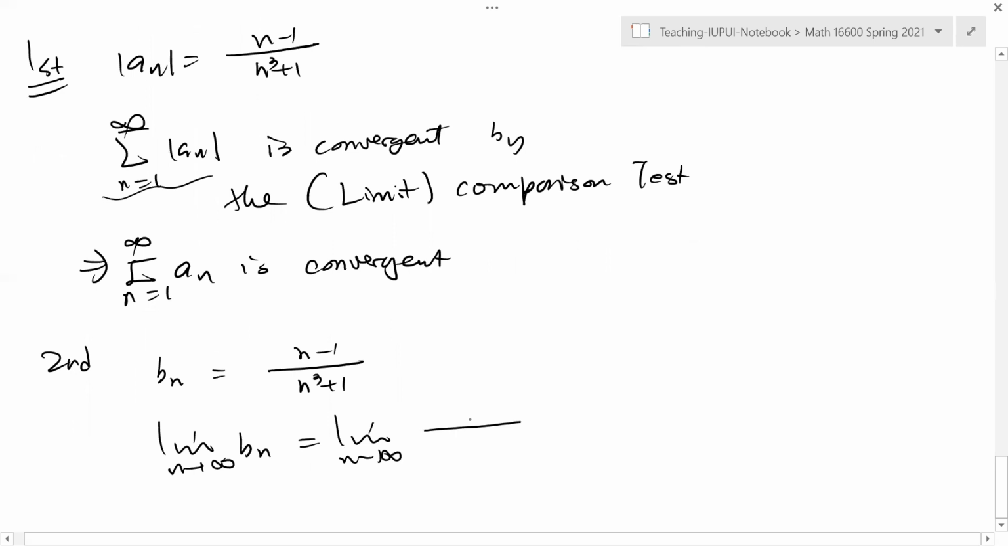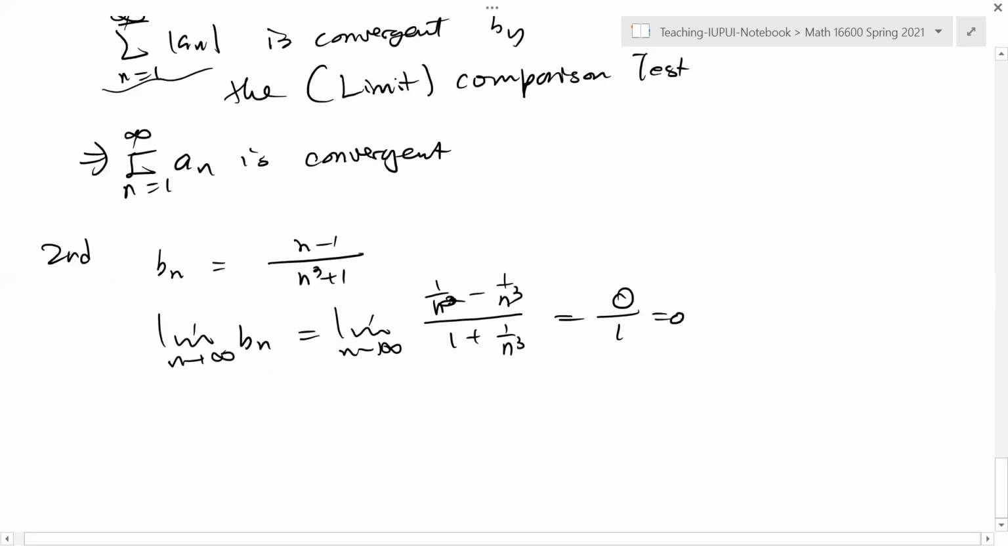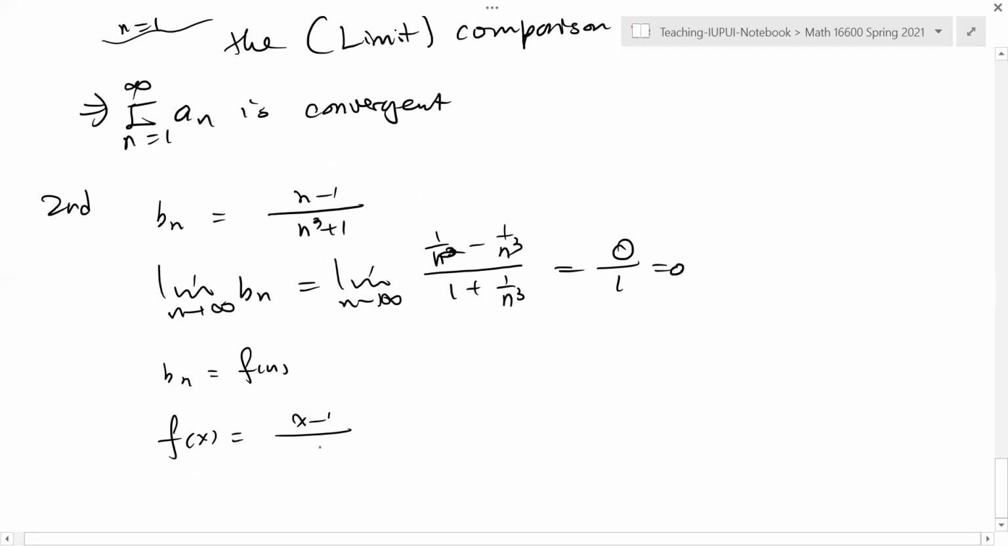You can divide both sides by n cubed, right? So the limit is 0 over 1, which is 0, okay? Why is it decreasing? It's not clear. The only way you can prove it's decreasing is to change it to a function, where the function is going to be (x minus 1) over (x cubed plus 1). I'm pretty sure it's decreasing for large x. Otherwise, it's not going to converge to 0, right?